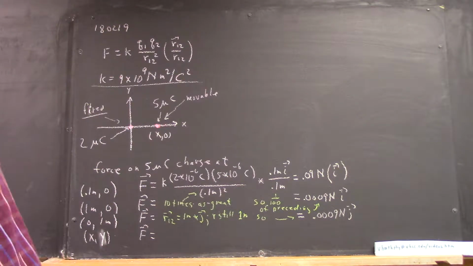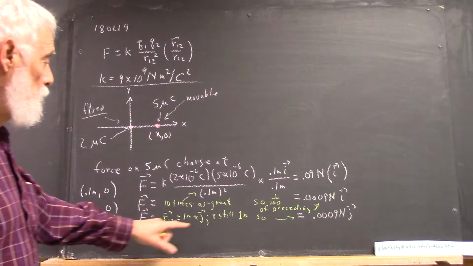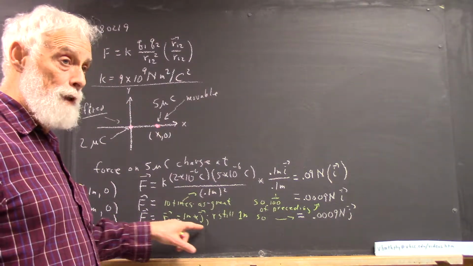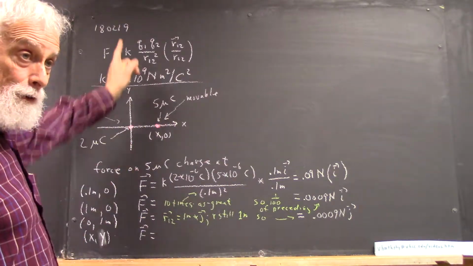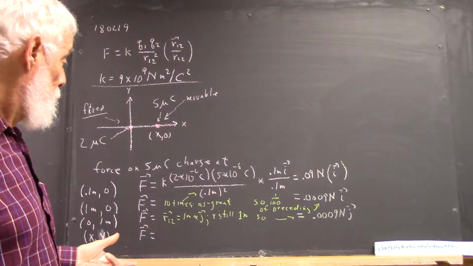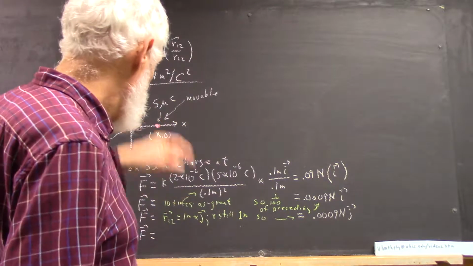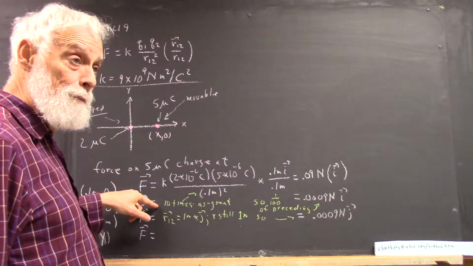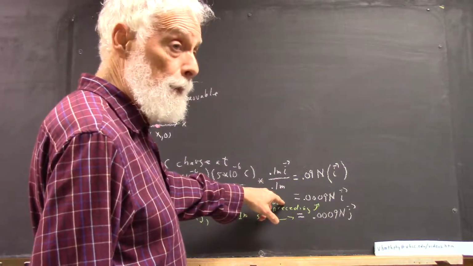So to calculate the force at 0, 1 meter, r12 is still 1 meter, right? But it's times j now. Your vector from here to here is going to be 1 meter times j, right? Okay? And r is still 1 meter, as we say. So the denominator is going to still be the same as it was here, and your unit vector is going to be j.